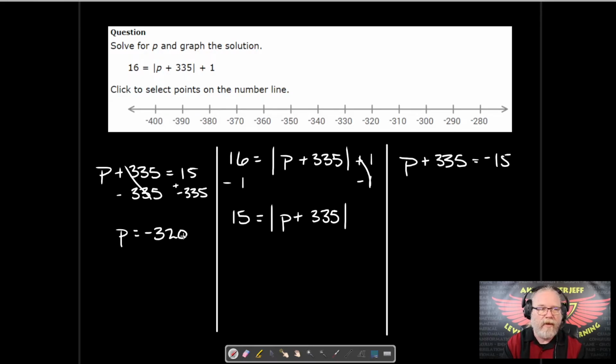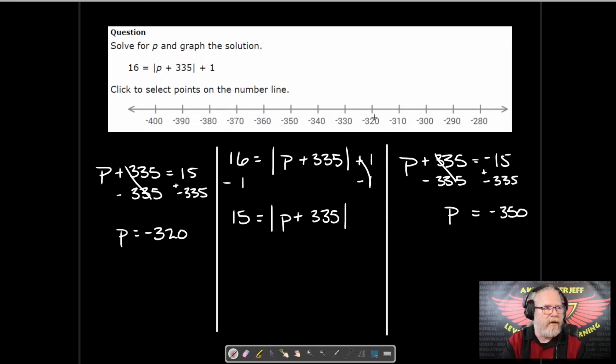P equals negative 320. Now over here, I'm going to go ahead and subtract 335 from each side. So minus 335 on each side. Remember, this is like adding a negative. So now I'm adding two negative numbers. It's going to get even more negative. So with that said, I'm going to end up with a negative number there. But before I do that, I'm going to go ahead and cancel this stuff out here. Put my P over there. And then I'm going to end up with 335, 45, 50, right? 350.